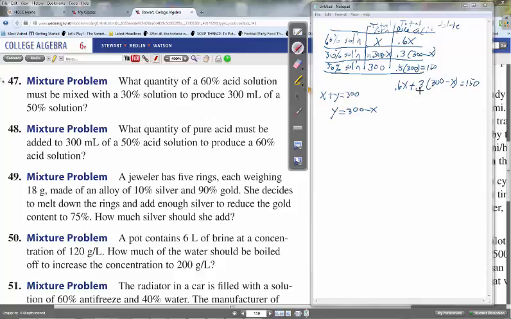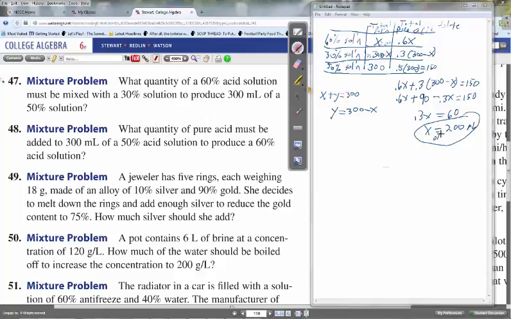That's an equation that's going to solve the problem, because what we were trying to find was x. So 0.6x plus, let's see, that would be 90 minus 0.3x equals 150. So take the 90 over and combine these two terms. 0.3x equals 60, and x would equal 200 milliliters. Because x is the amount of 60% solution, and that's what they asked for.